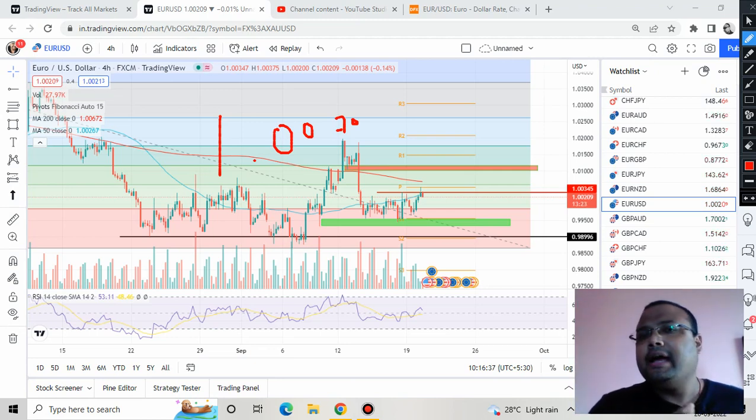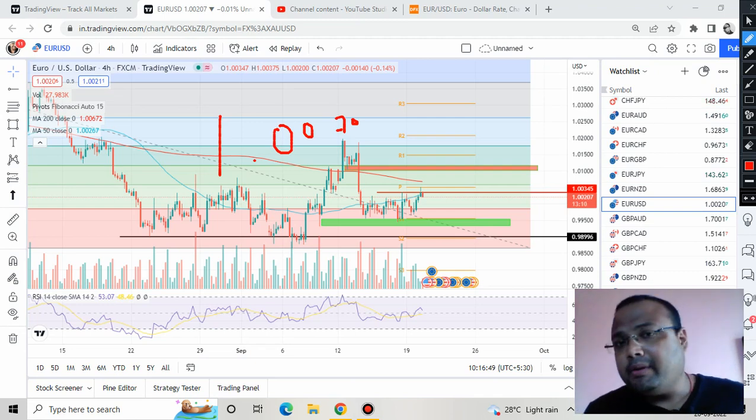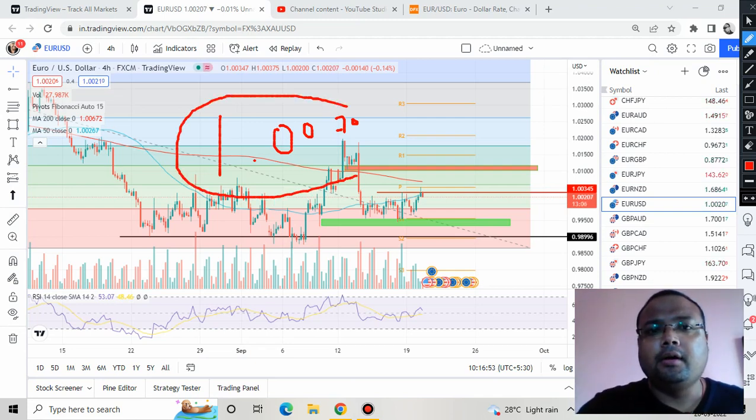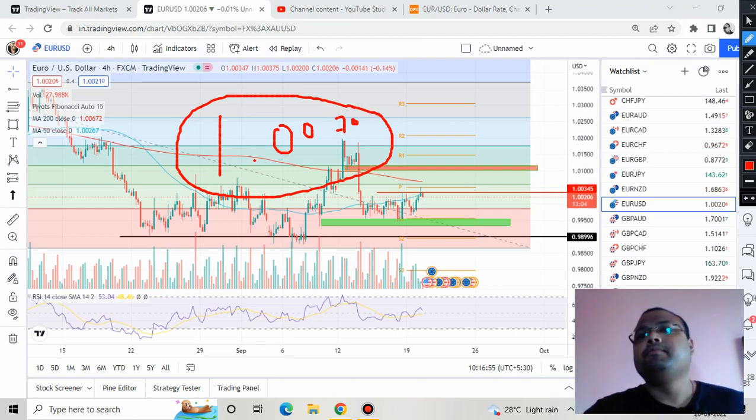Overall, we do not see much volatility in the market right now. Market is kind of flat. Probably market is waiting for the FOMC. So probably till FOMC, market will remain dull. Market may remain sluggish. Okay, so right now, before hitting the level of 1.0070, market reversed. This is the current market price, 1.0020.